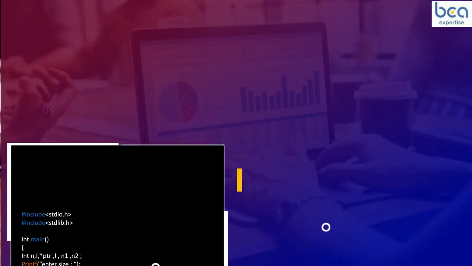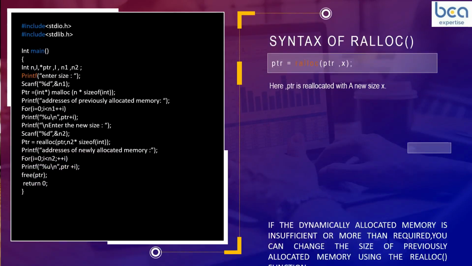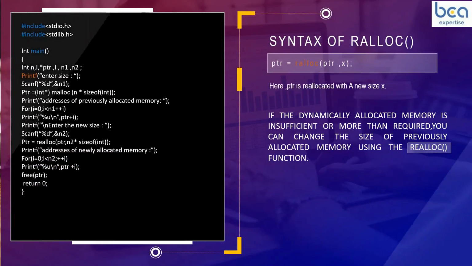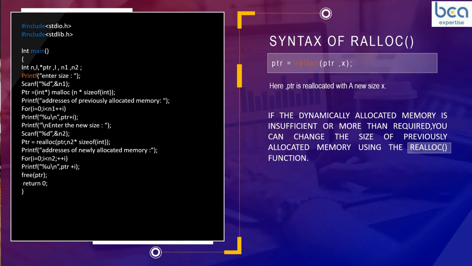So next we see the syntax of the realloc function. ptr = realloc(ptr, x). Here ptr is reallocated with a new size x. Dynamically allocated memory is efficient, and you can change the size of the previously allocated memory using the realloc function.